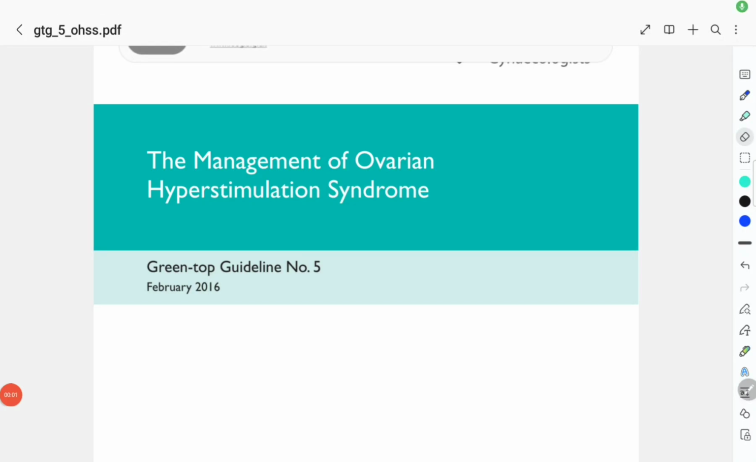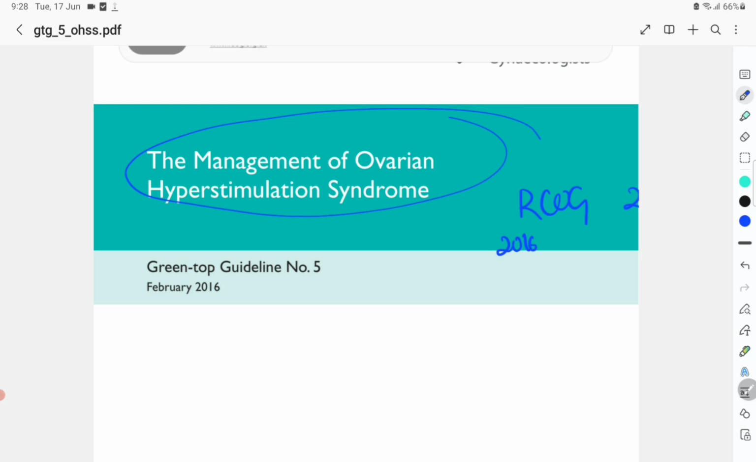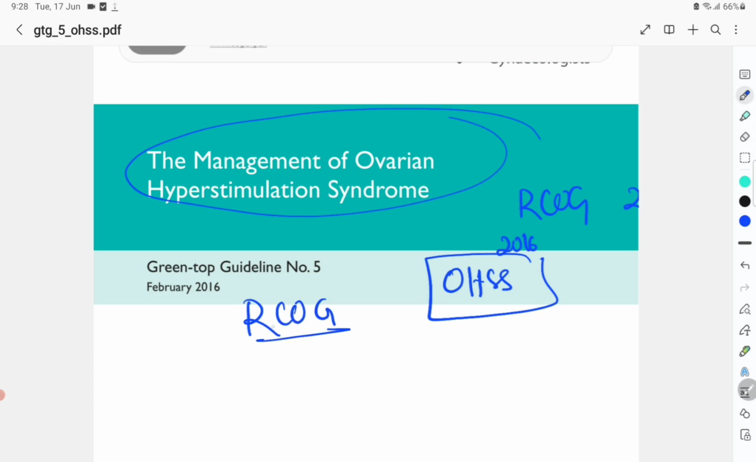We'll discuss the management of ovarian hyperstimulation syndrome. This is the RCOG Guidelines 2016. Basically, this is the management of OHSS. What are the recommendations of RCOG GTG 2016? So we'll discuss that part today.